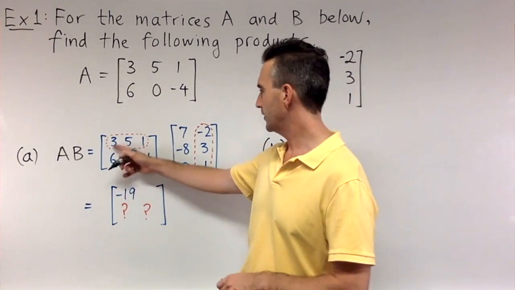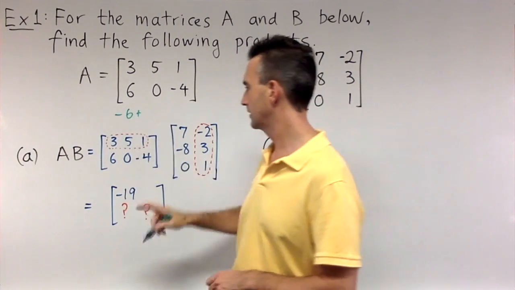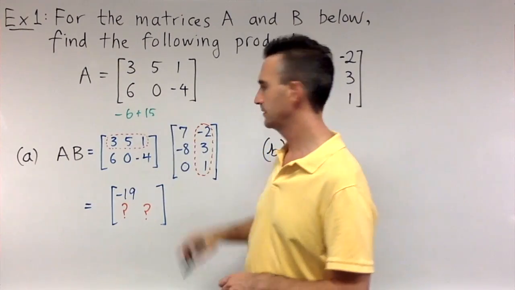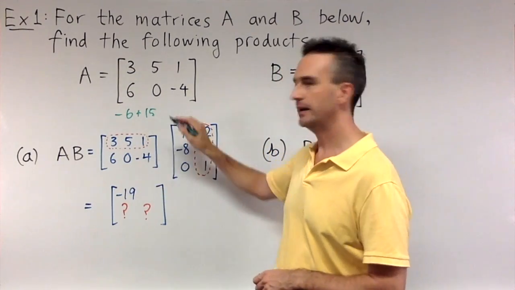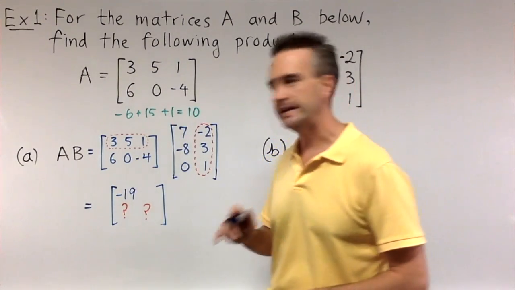Let's do it. 3 times negative 2 is negative 6. 5 times 3 is 15. And 1 times 1 gives us 1. This gives us a result of 10.